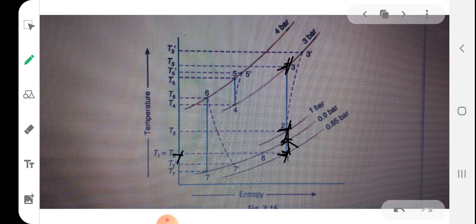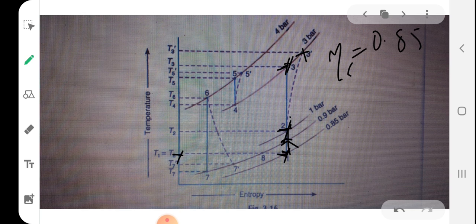But since our isentropic efficiency is given, it means it is not actually isentropic, it is somewhat adiabatic, an irreversible process. So it is getting compressed to 3 dash. The pressure will be the same, 3 bar itself. The compressor pressure is given, right? 3 bar. So here the efficiency of the compressor is given, very important. Efficiency of the compressor is 0.85.